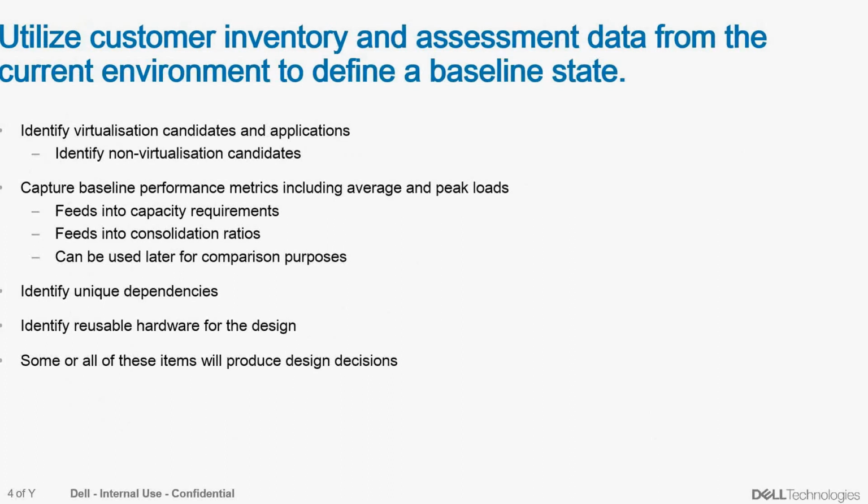Utilize customer inventory. So there's different ways you want to do this. You can identify virtualizing candidates and applications. As Jason covered off, you would use certain tools like Capacity Planner. You can use existing documentation and a number of other pieces. Normally, if you're doing it through the Capacity Planner, you would capture a baseline performance metric, including the average and peak loads, because you want to run this for hopefully quite a number of weeks to get a good understanding of when the peaks are, whether they're doing month-end runs, what the peak workloads are, and what the requirements are if you're doing a migration.